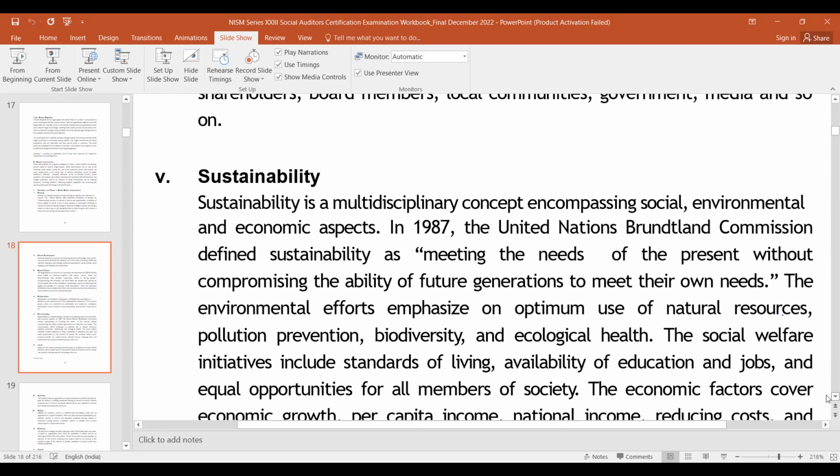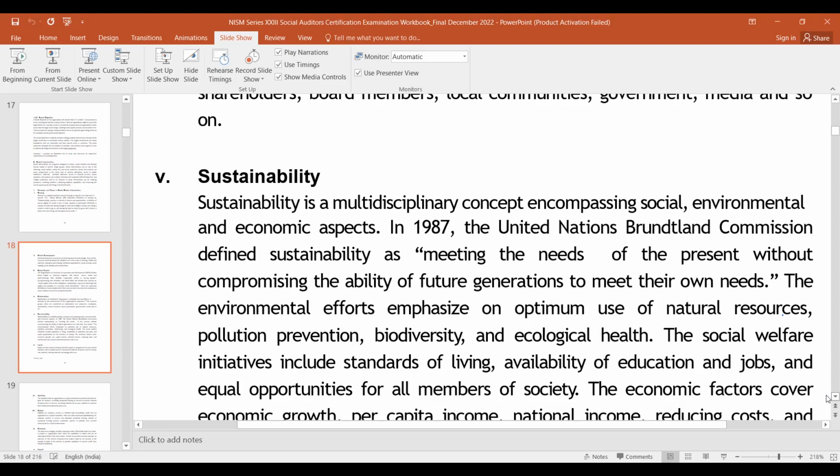In 1987, the United Nations Brundtland Commission defined sustainability as meeting the needs of the present without compromising the ability of future generations to meet their own needs. So what is sustainability? Sustainability is a multidisciplinary concept. And what are covered? Social, environmental, and economic aspects. Meeting the needs of the present without compromising the ability of future generations to meet their own needs.